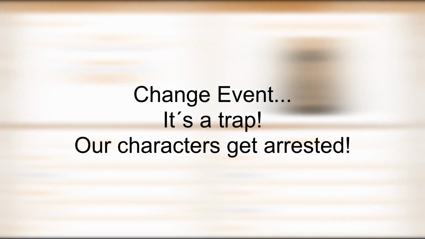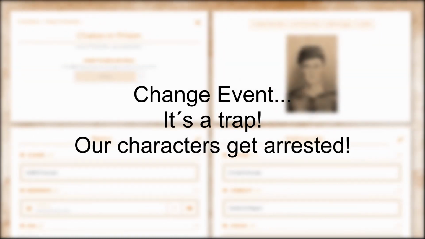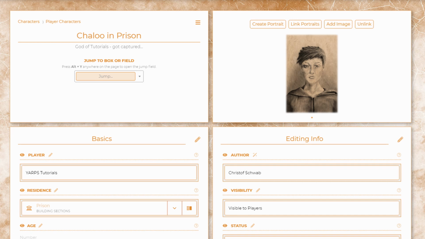When our story takes this turn, we'll simply mark this event with a single click. Once we reveal this scene to the players, YARPS will update all affected entities in the encyclopedia and the changes become visible to the players. In the future, we will also implement the option to have timelines automatically recognize such events within entities.